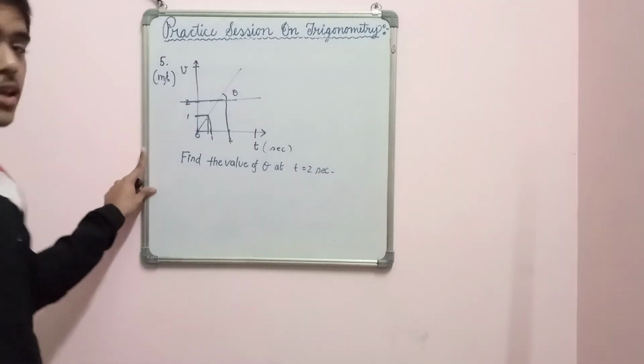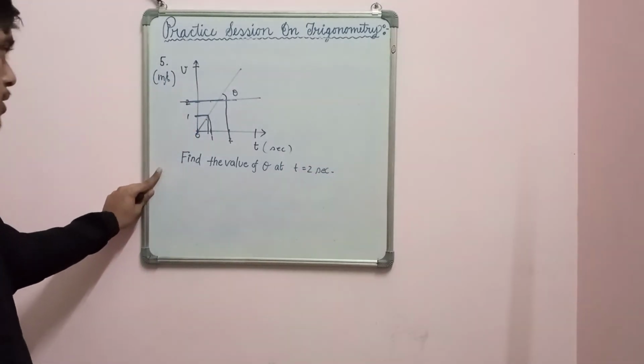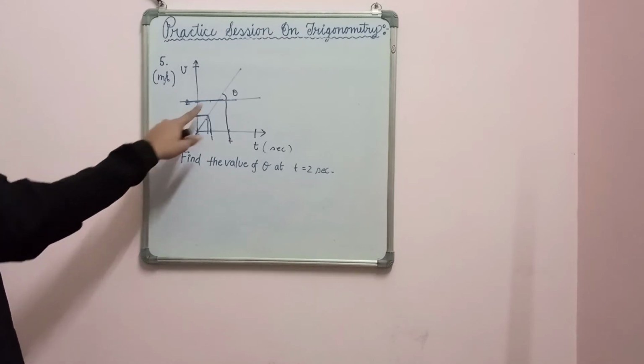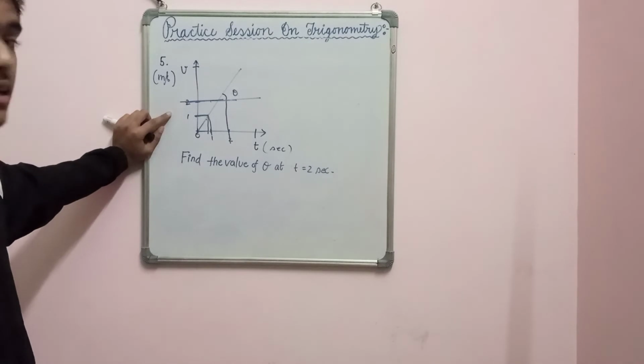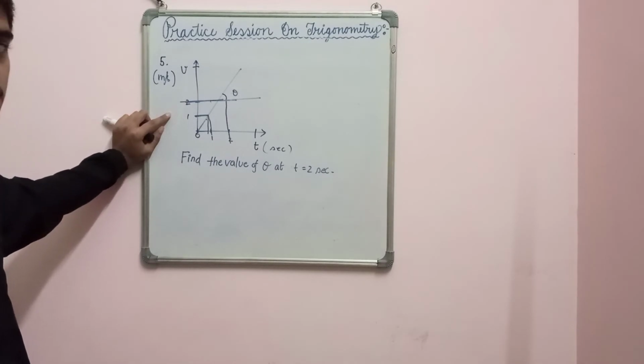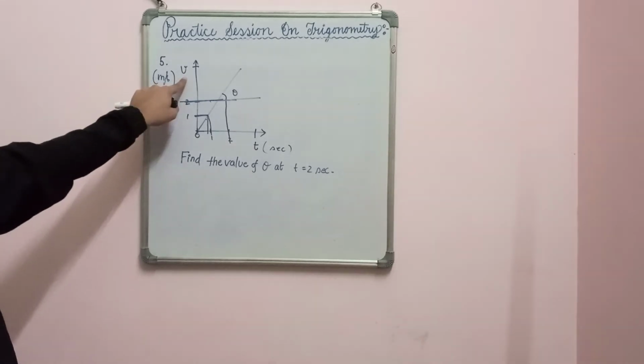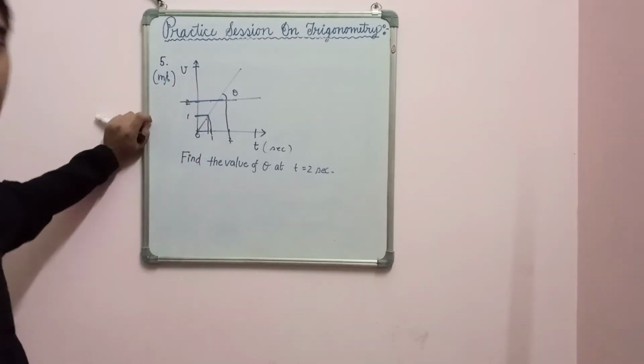Now this becomes a miscellaneous question. Now how will you solve this? I am going to tell you. Now look here. This is a velocity time graph. What is the slope of a velocity time graph? If you have studied motion, and if you have watched my video, I have told you there that the slope of velocity time graphs gives you acceleration.